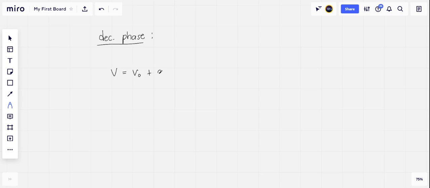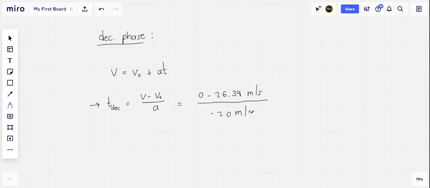So v is equal to v0 plus at, which means that the time taken for deceleration, t, is equal to v minus v0 over a. That's 0 minus 26.39 meters per second divided by the acceleration of minus 2 meters per square second, which gives us the deceleration time of 13.2 seconds.